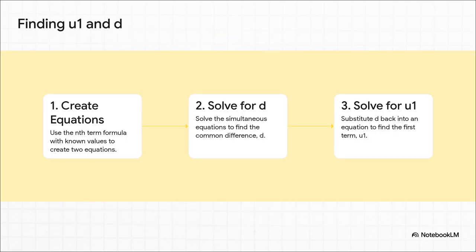A lot of the time on your exam, they won't just hand you the first term and the common difference. No, that'd be too easy. Instead, they'll give you a couple of terms from way down the line and make you work backward. But don't sweat it. The process is always the same. You set up two equations, and then you solve them.